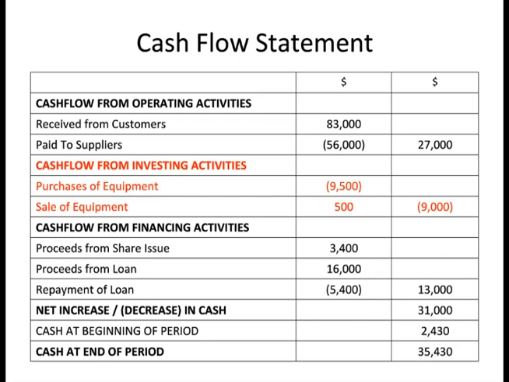In our simple cash flow statement, we can see the cash flow from investing activities of the company. The company paid $9,500 to purchase new equipment. The company received $500 for the sale of equipment. Net cash outflow from investing activities was $9,000.